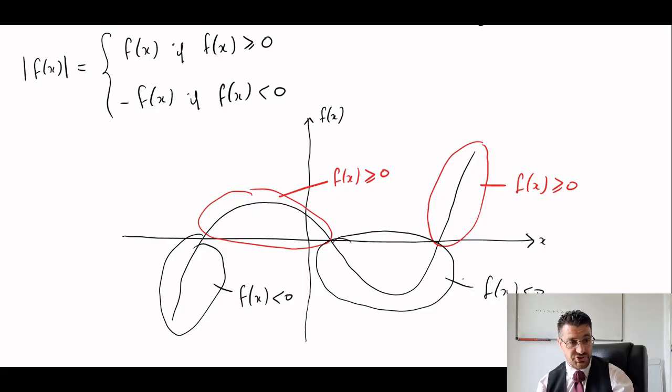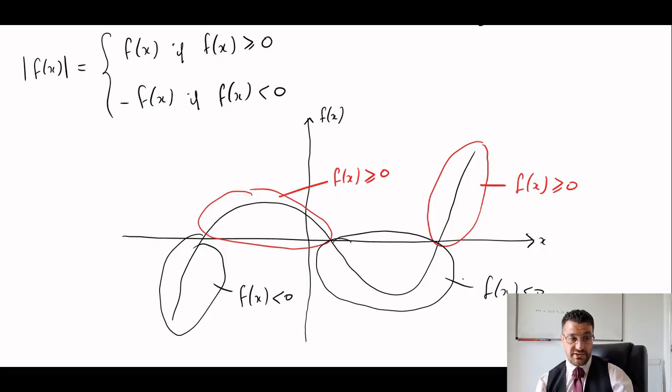Right, so what is my definition saying? So we've got the modulus of f of x is equal to f of x if f of x is greater than or equal to 0. So in other words, these bits of the graph that are above the x-axis remain unchanged. Right. What changes though are these bits of the graph that are below the x-axis, because these correspond to parts of f of x where the value of f of x is less than 0.